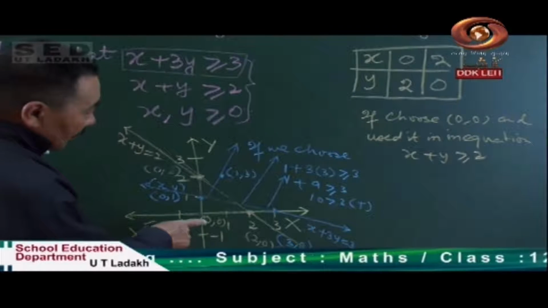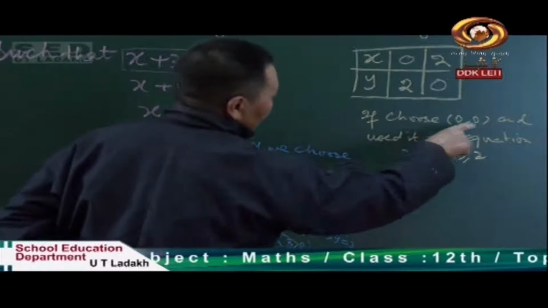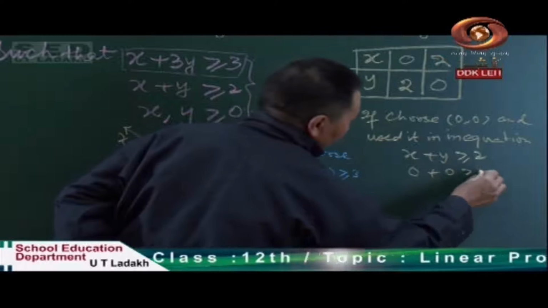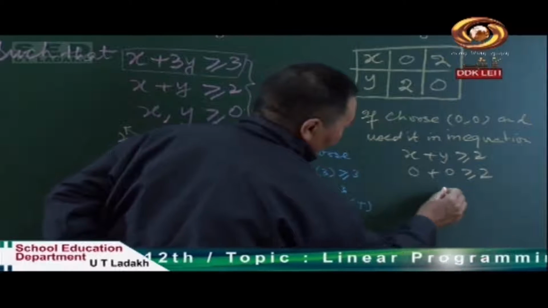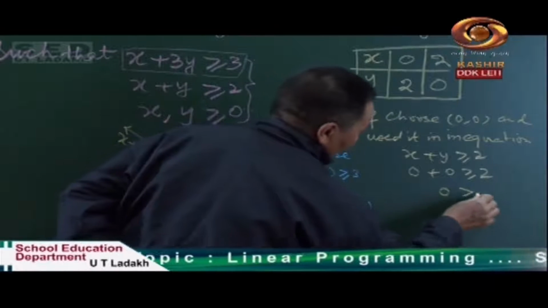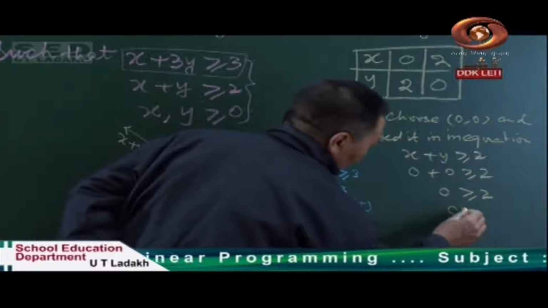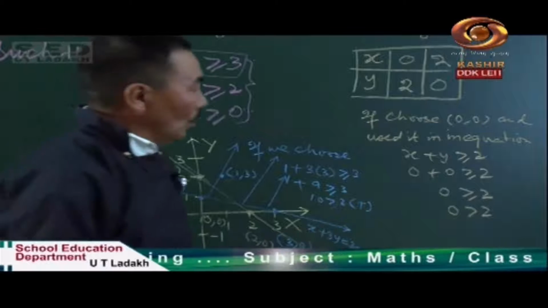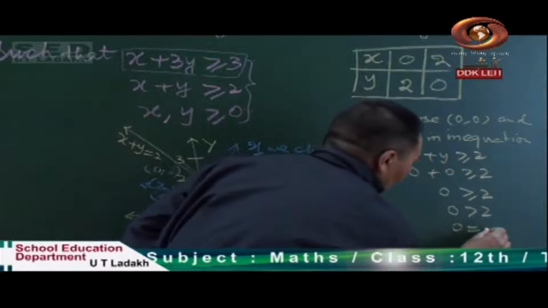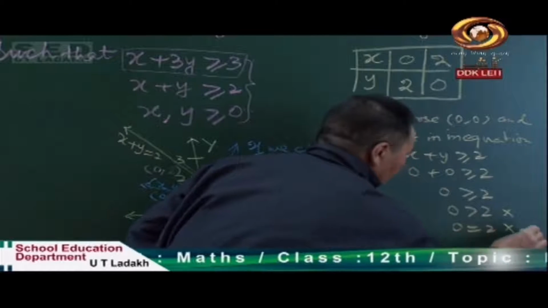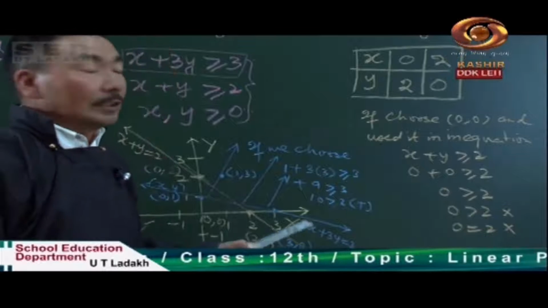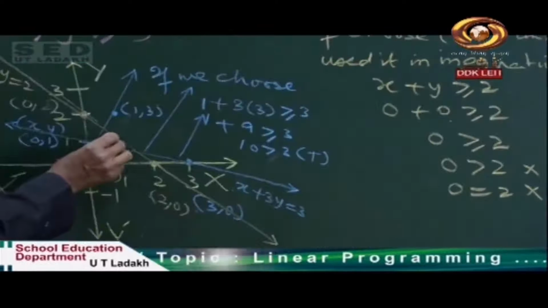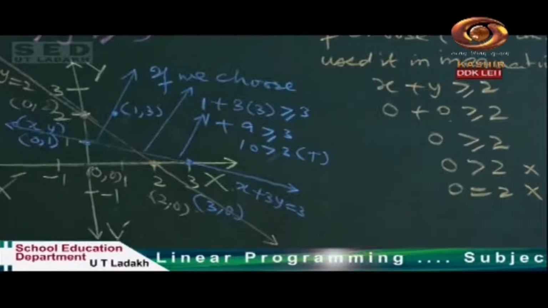If I use this 0, 0 here, then it will become 0 plus 0 greater than or equal to 2. That means 0 is greater than 2, or 0 is equal to 2. Both of these are false. This is false. So I don't have to shade downwards; the shaded region will be above.